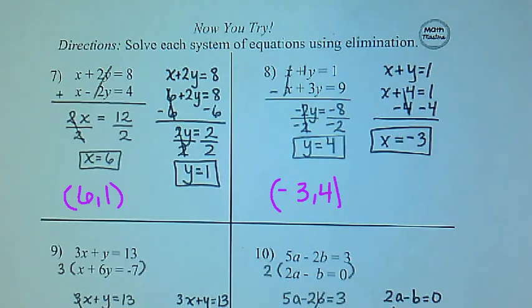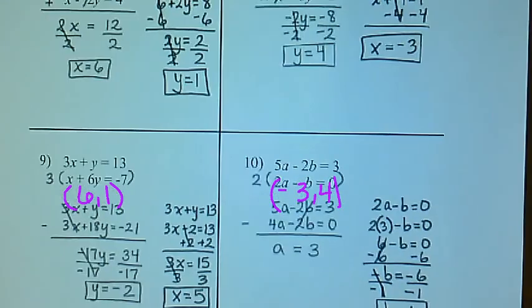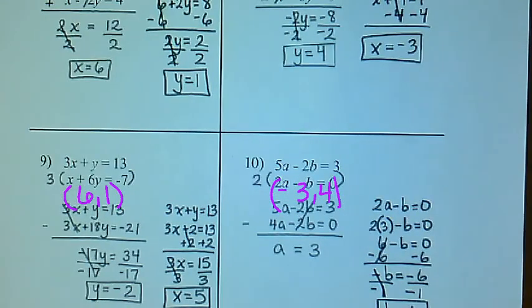Okay, number 8, you had to subtract because you had the same signs. And then 9 and 10, you had to multiply them all the way through. Again, you're trying to eliminate, so you want to find something that can make the variables the same.